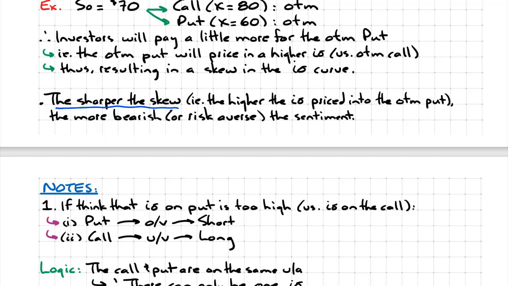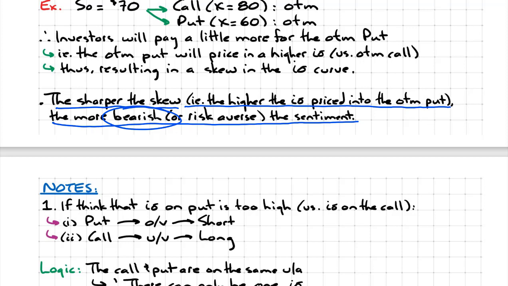Now, the sharper the skew, in other words, the higher the implied volatility that's being priced into the out-of-the-money put, the more bearish or the more risk-averse the market sentiment must be. And that makes sense, right? So if we work backwards, if you're bearish, are you willing to pay more or less for downside protection? We'd be willing to pay more for downside protection, which means we're willing to pay more for an out-of-the-money put, which means we're pricing in a higher volatility for that out-of-the-money put.